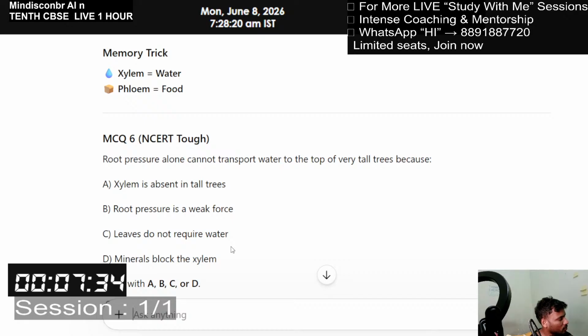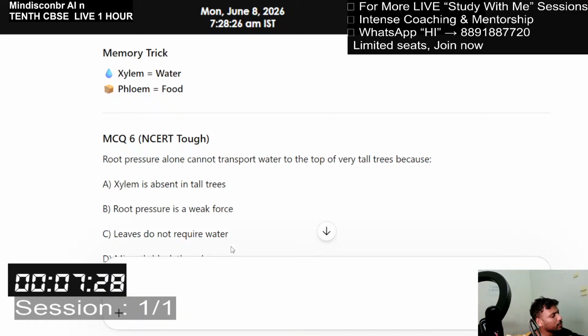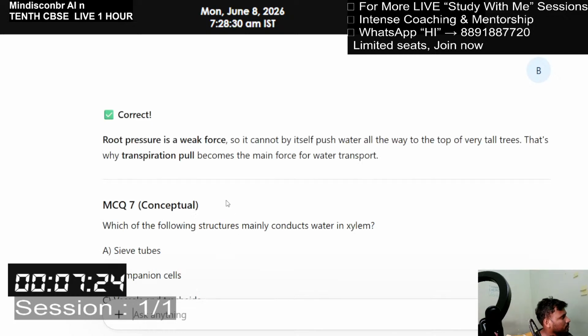Xylem is absent in tall trees. No, leaves do not require water. No, minerals block the xylem. No, root pressure is a weak force, but transpiration pull is a comparatively higher, strong force. The root pressure is a weak force, so it cannot by itself push water all the way to the top of very tall trees. That's why transpiration pull becomes the main force for water transport.